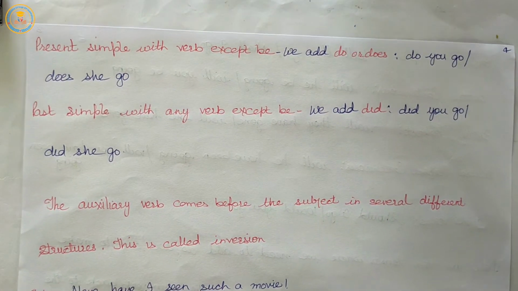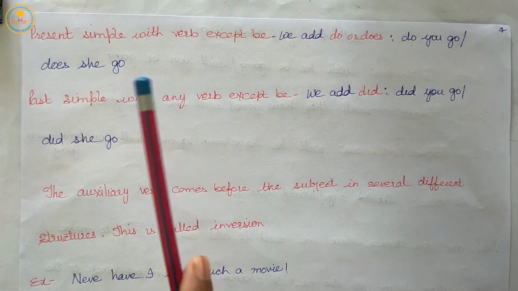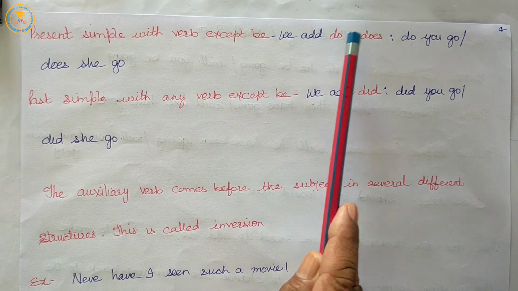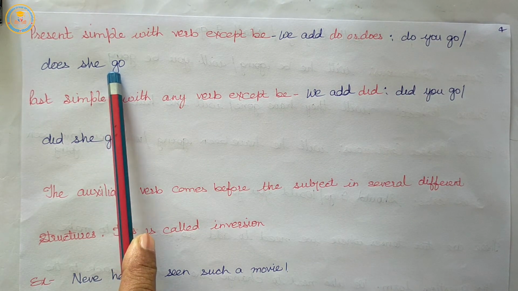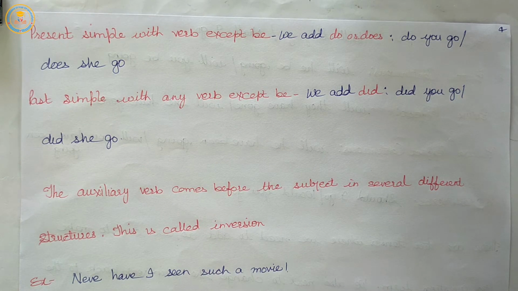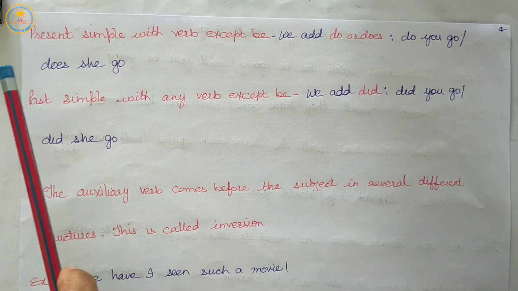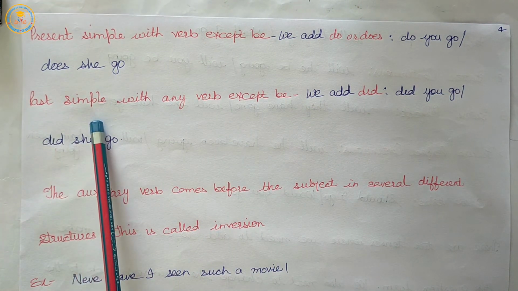First, with simple present. In simple present with verbs except be, we add do or does. Do you go? Does she go? So this is the form of inversion in asking a question. So inversion of subject and verb occurs in questions. Do you go? Does she go? This is related to the present simple tense.